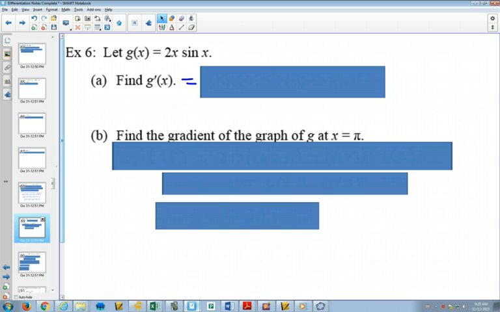Two more examples, and then if we have time, we'll make up a crazy product rule one, just for fun.